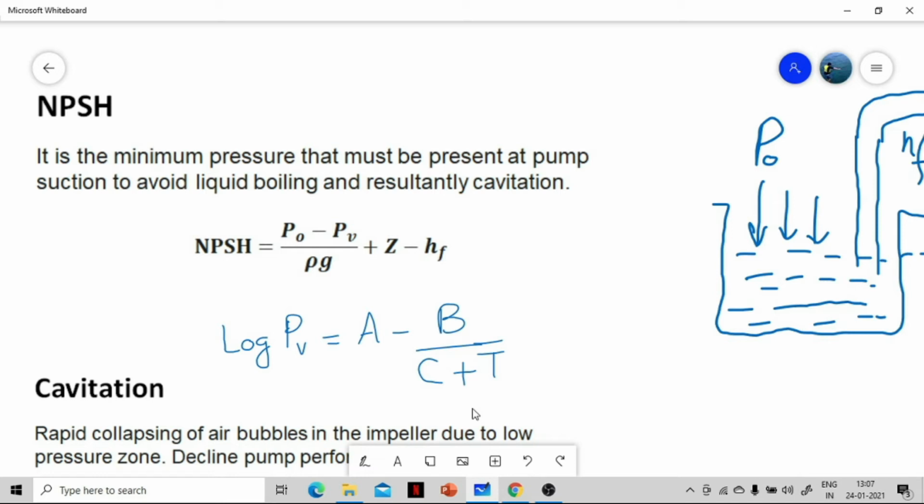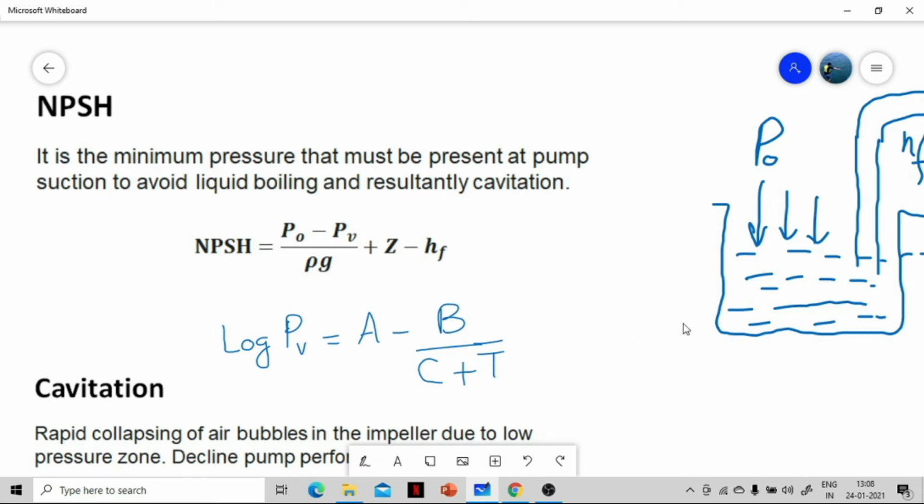For example, if in winter the temperature is maybe 1 to 2 degrees C, and in summer it goes up to 30 to 35 degrees C, you must calculate the vapor pressure and finally NPSH at different temperatures in order to show that your pump will work well in all these conditions.